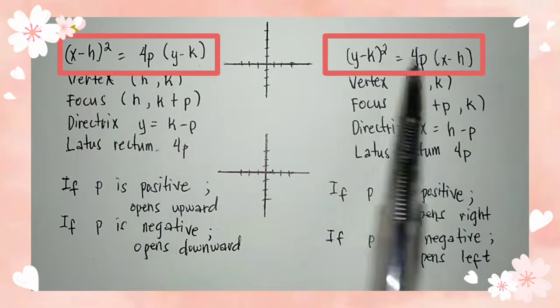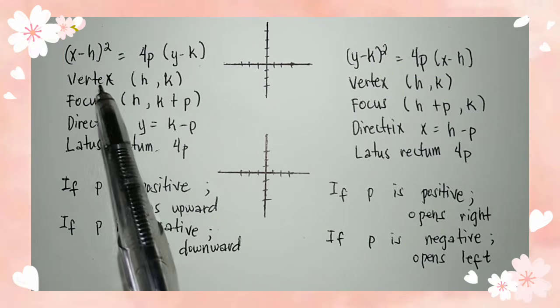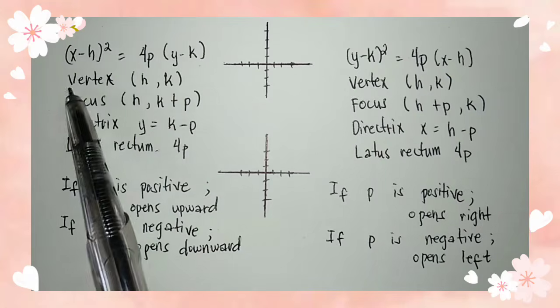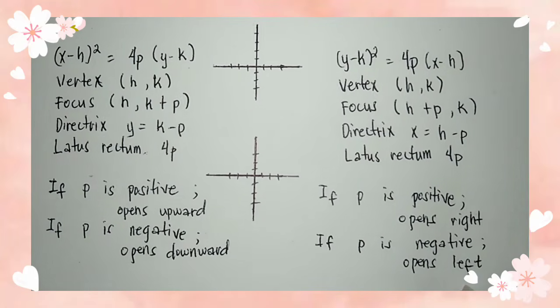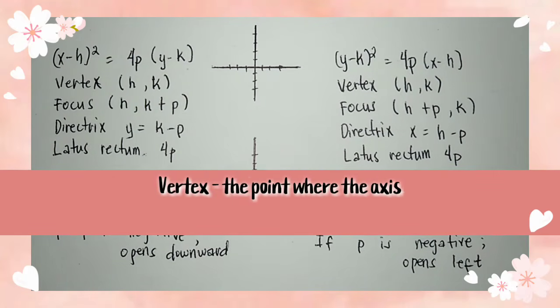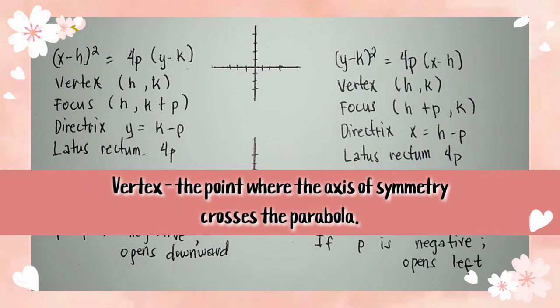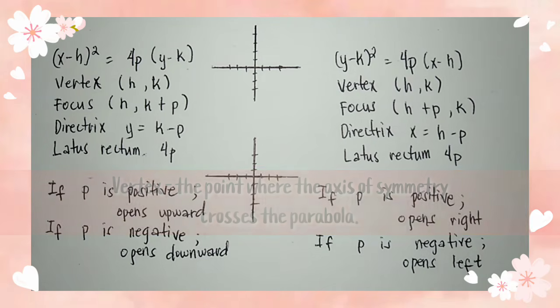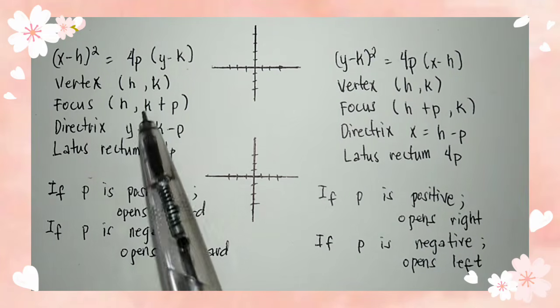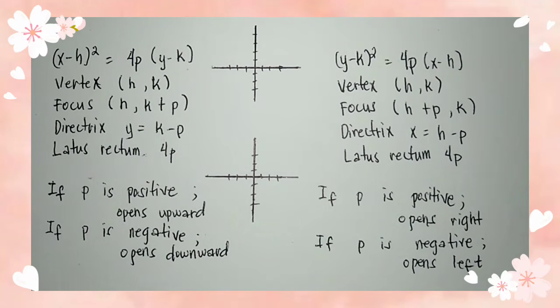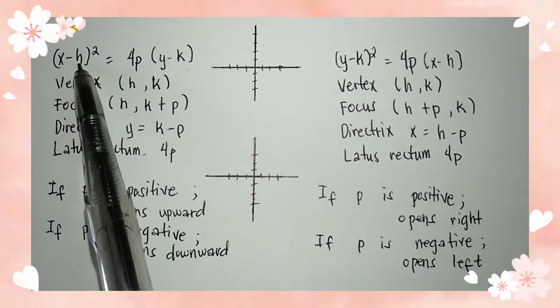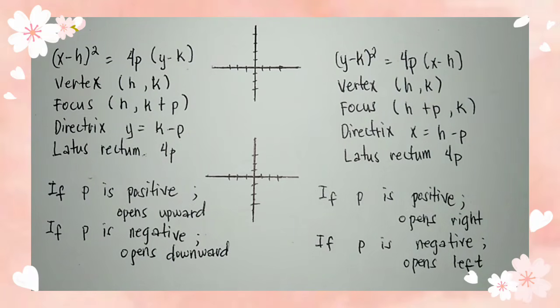In regards with this equation, meron tayong tinatawag na vertex. Okay? So, what do you mean by a vertex? When we say vertex, it is the point where the axis of symmetry crosses the parabola. So, yung pinakadulo ng ating parabola, yun po ang tinatawag na vertex, and later on, mas maiintindihan natin kung ano ba talaga yun. Okay. In this equation, pag kukunin natin yung vertex, automatically it's h and k. So, yun yung ating vertex. Yun yung pagkakatulad nila, okay?